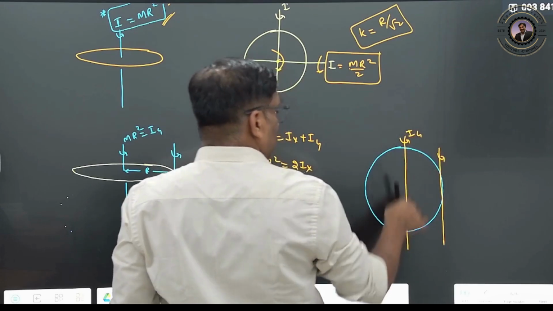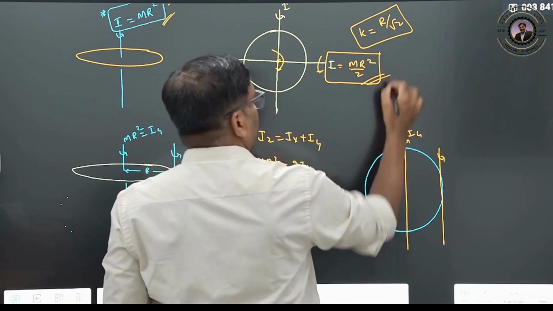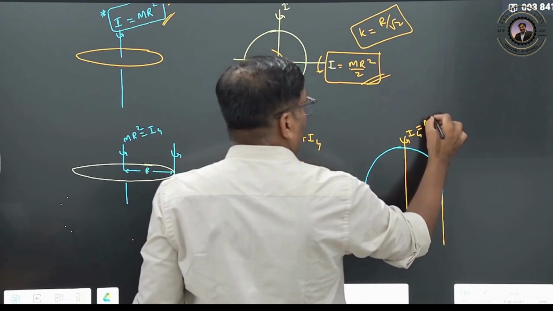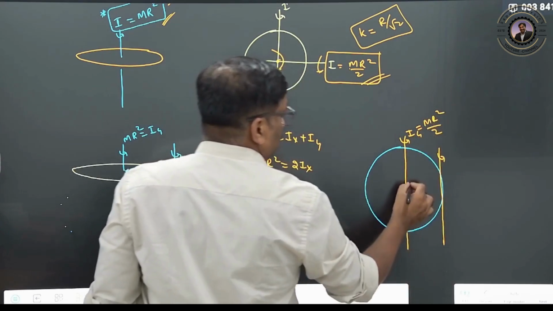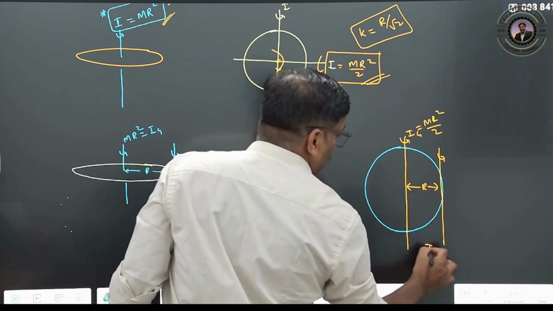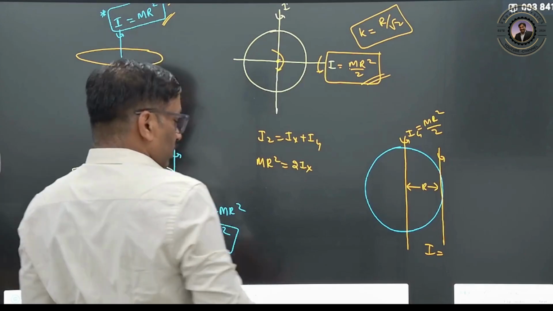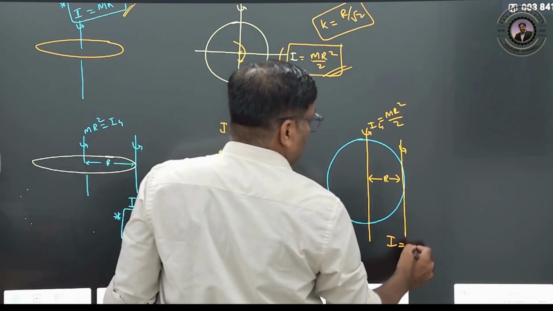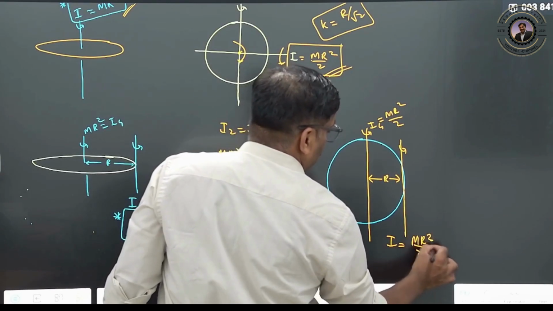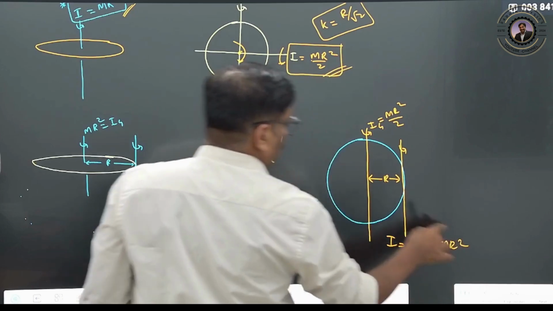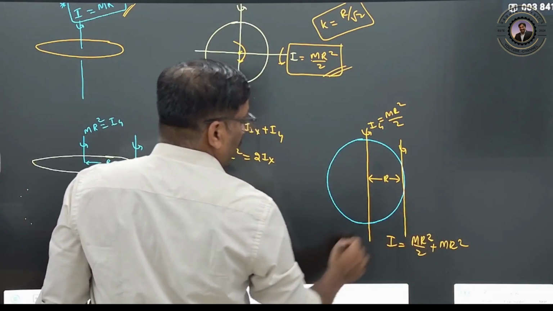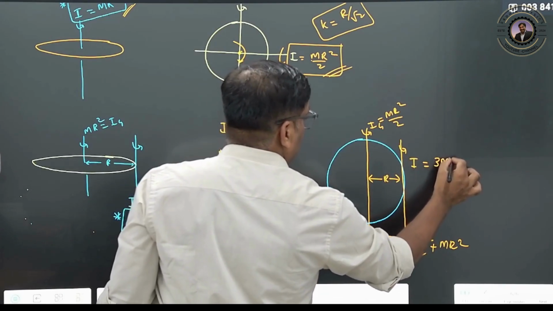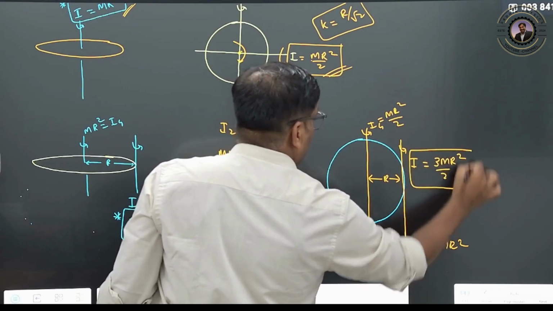So this is your Ig, along the diameter. That is the formula, MR squared by 2. This distance is also R. So what will be the moment of inertia? Again the parallel axis theorem. I is equal to Ig, MR squared by 2, plus MR squared. So what you will get is 3MR squared by 2. This is your moment of inertia.